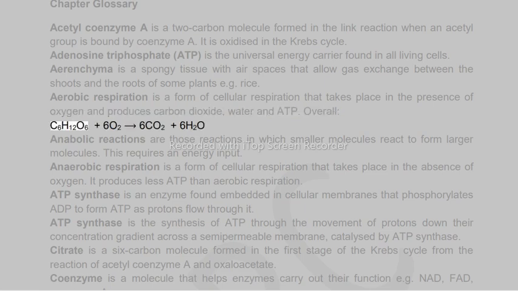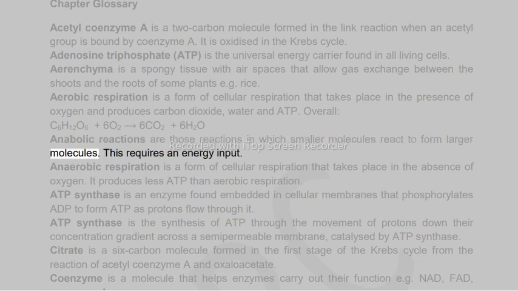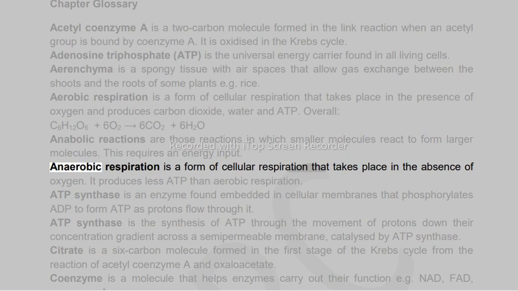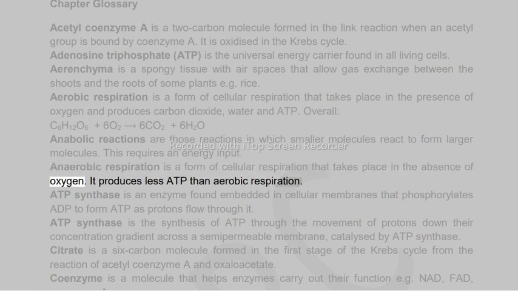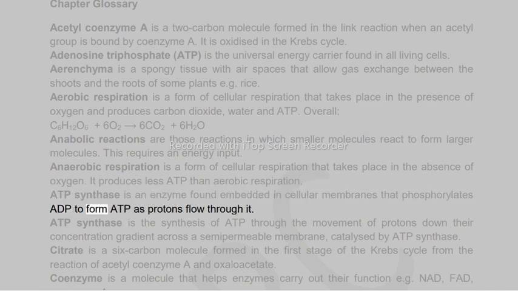Overall, C6H12O6 plus 6O2 gives 6CO2 plus 6H2O. Anabolic reactions are those reactions in which smaller molecules react to form larger molecules. This requires energy input. Anaerobic respiration is a form of cellular respiration that takes place in the absence of oxygen. It produces less ATP than aerobic respiration. ATP synthase is an enzyme found embedded in cellular membranes that phosphorylates ADP to form ATP as protons flow through it.